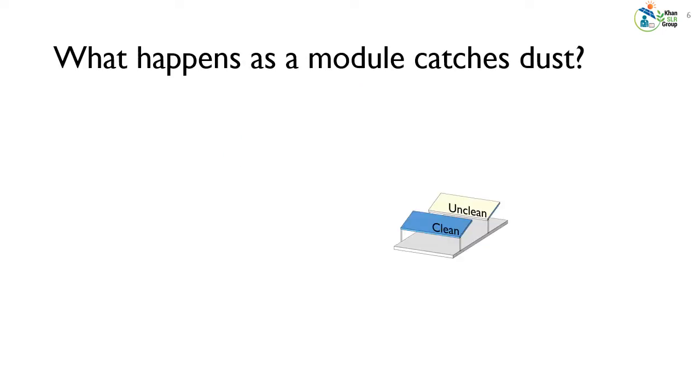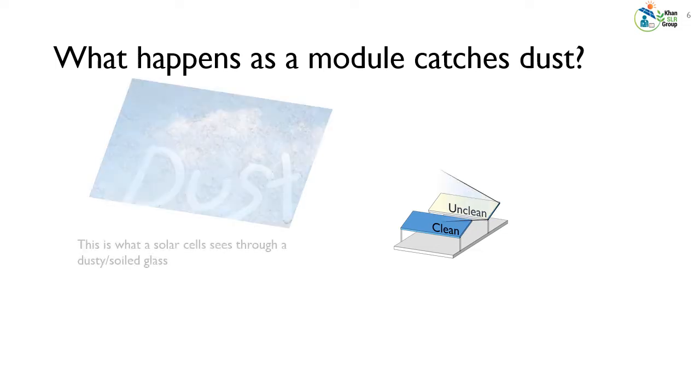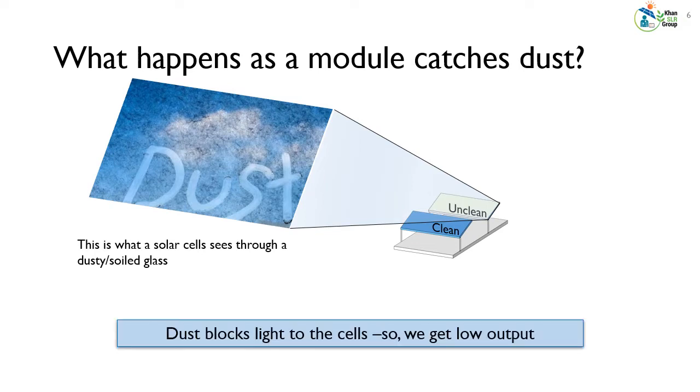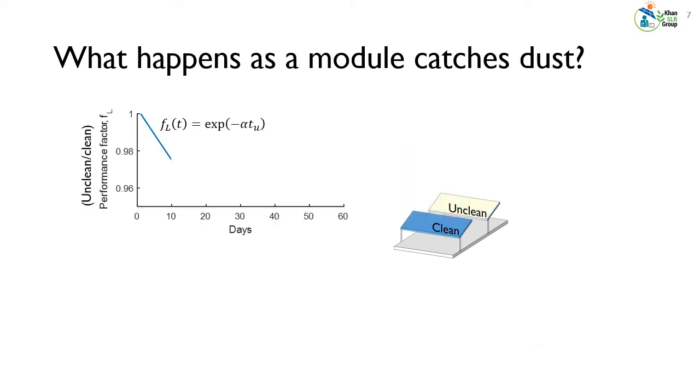So what happens when a module catches dust? Well, you see a blurry image of the sky and the sun. So you get less sunlight into the cells, and lower amount of sunlight translates into lower output. Now, let's say you take the ratio of unclean to clean panel output. That is the performance factor or the performance ratio.